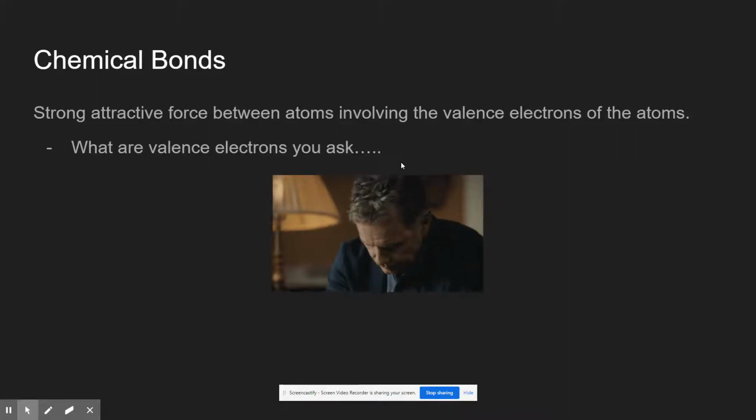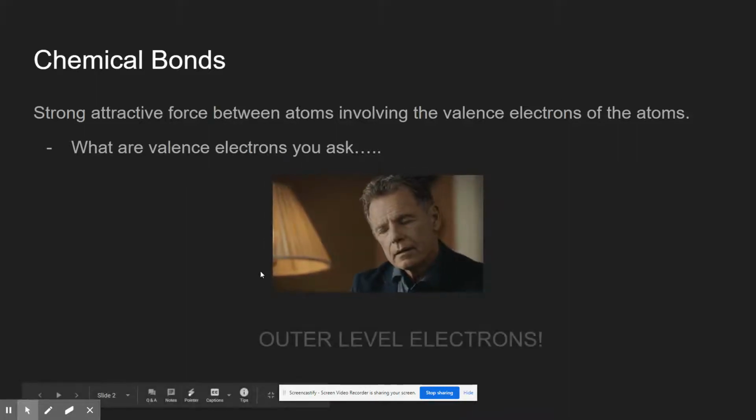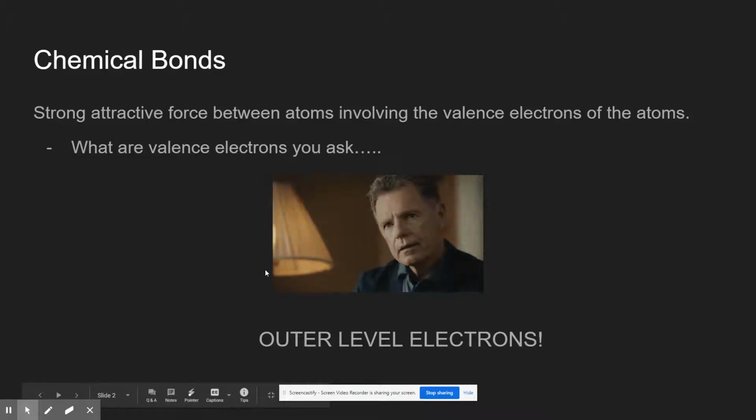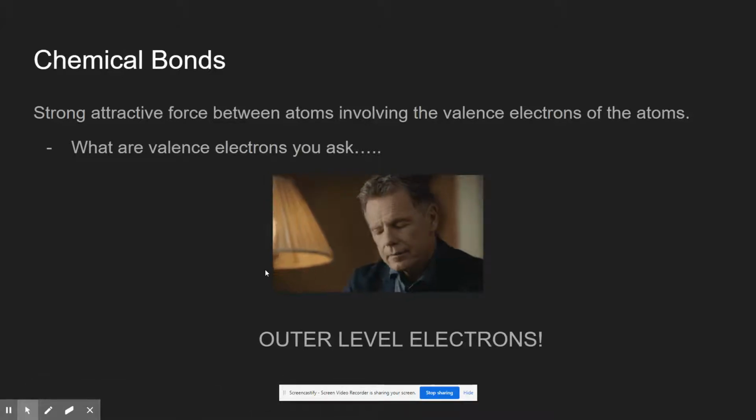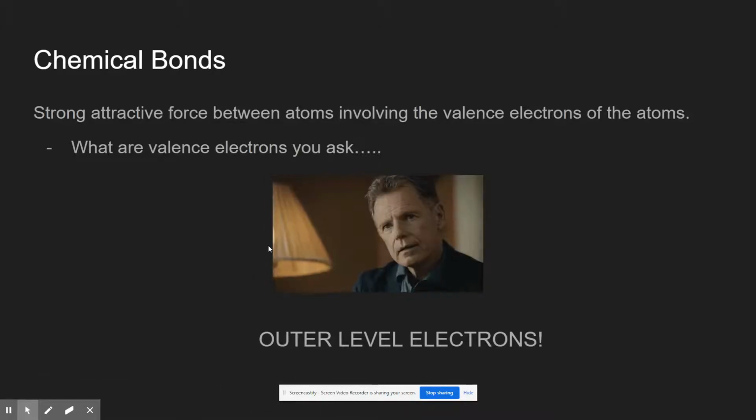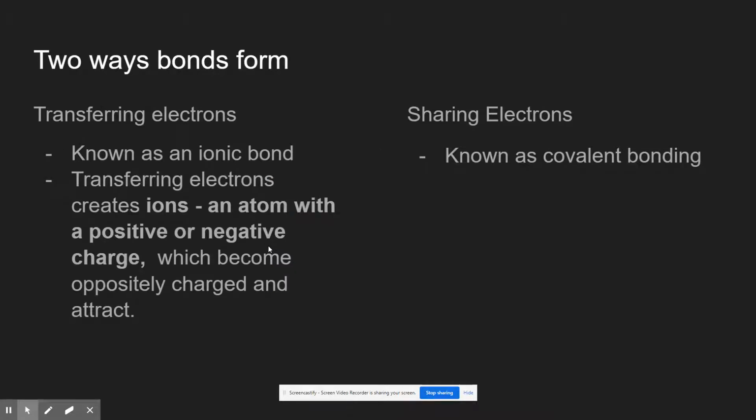But it is once again the outer level electrons. And you can determine how many valence electrons an element has by the group it's in. All right, and there's two ways bonds can form. One is known as ionic bonds. Ionic bonds occur by the transferring of electrons. I think this is a vocab term I introduced last time, but we're going to get into it more. An ion is created.